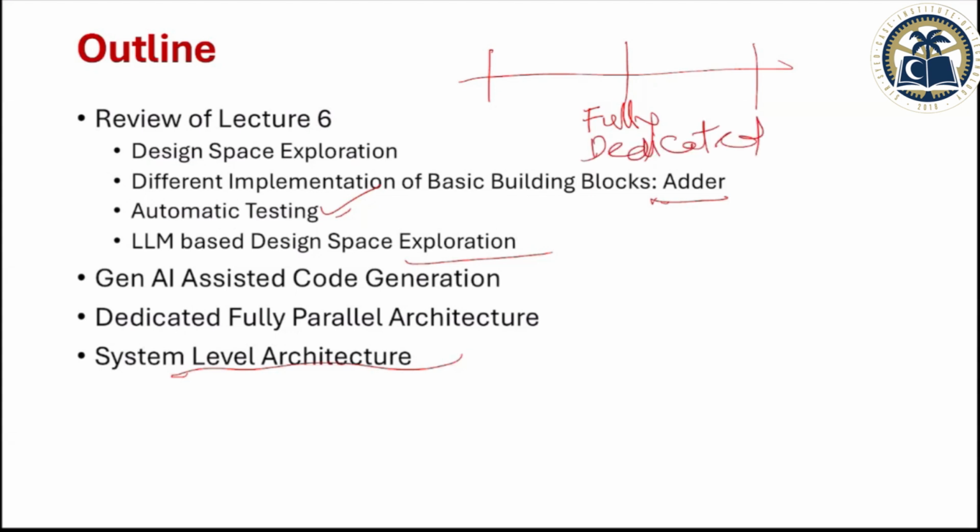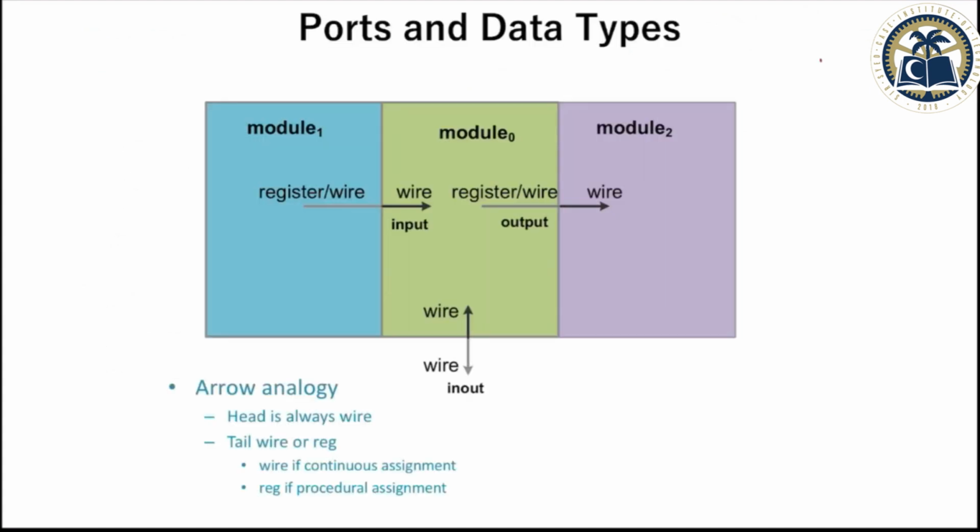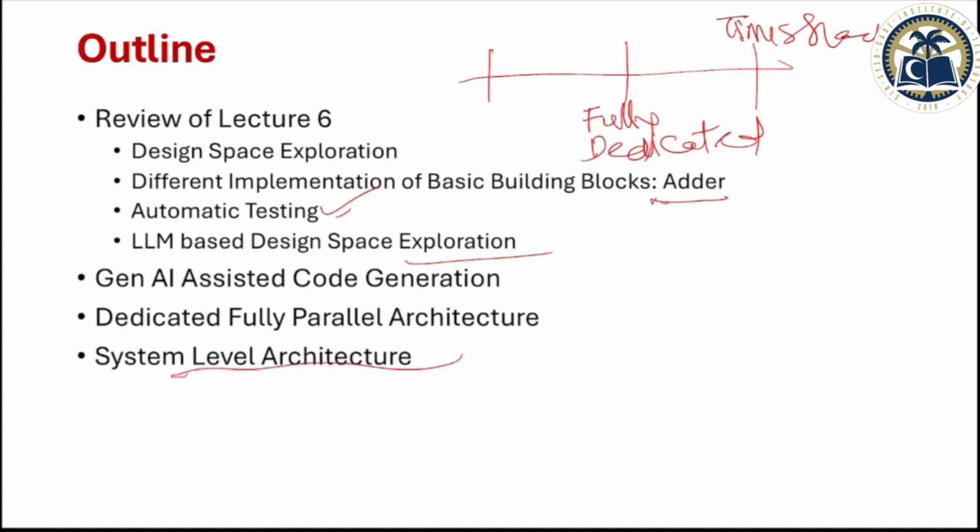And so we will learn about system level architecture design, the main design decision. I would say that there are three different types of architecture. One is fully dedicated. This is perhaps the easiest architecture to design because fully dedicated means that for every operation in the algorithm, you put a hardware resource, an operator.